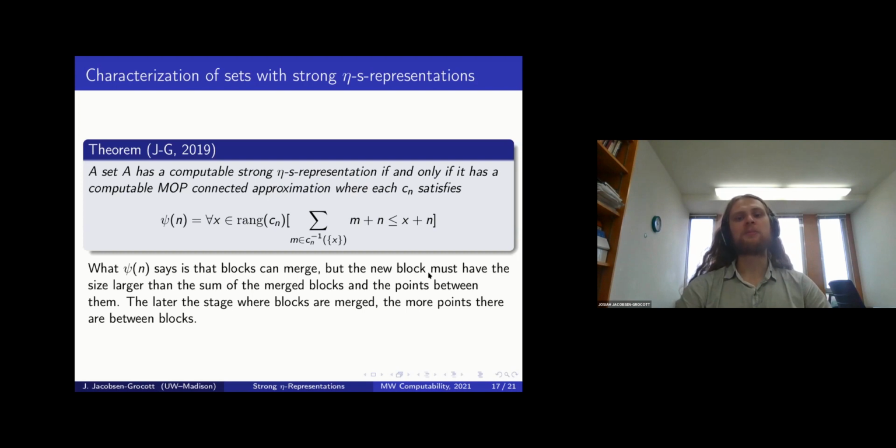All right, but when blocks merge, the new merged block must now have quite a large size, because it must include further sizes of all the blocks which are merged into it, plus all the points in between them. So this n here corresponds to the fact that we're assuming at stage n we put n many points between them. And so the later the stage, the more points we've put in between blocks, assuming they were separate. And so the later the stage we see they merge, the larger the resulting block must be.